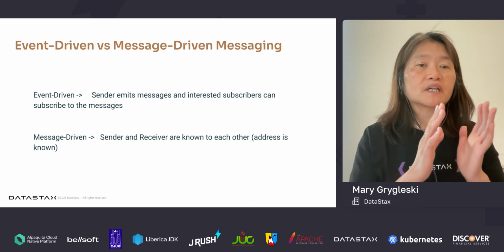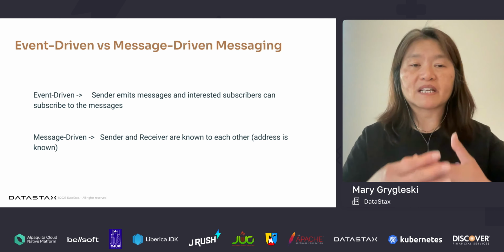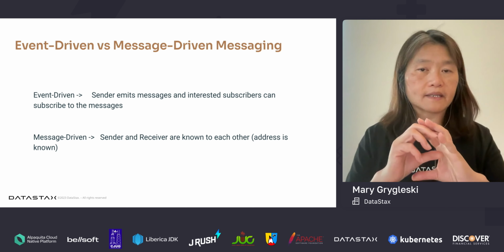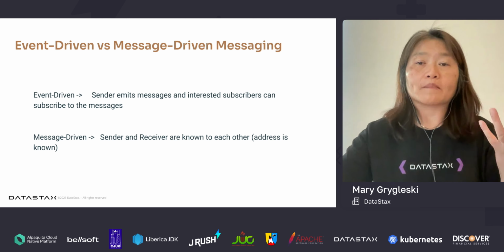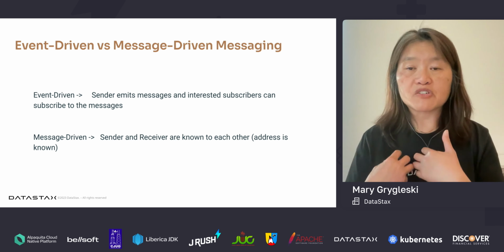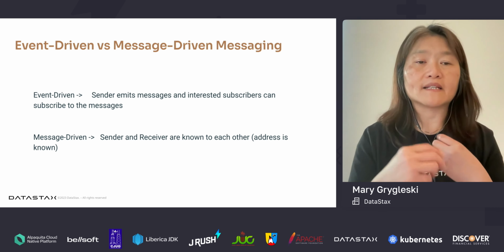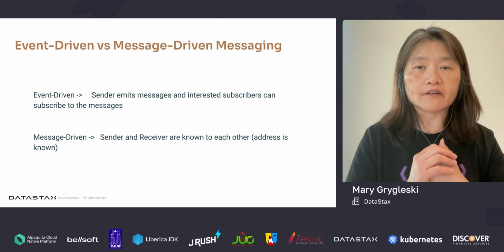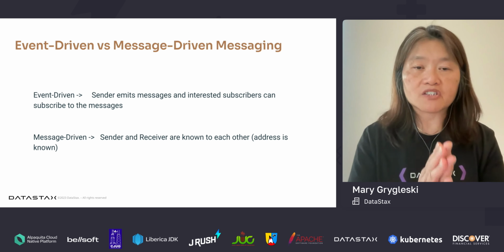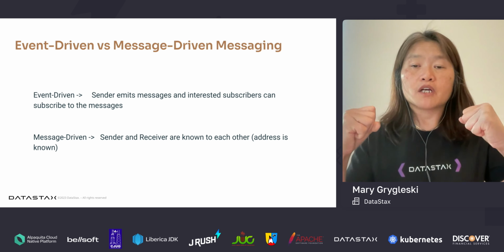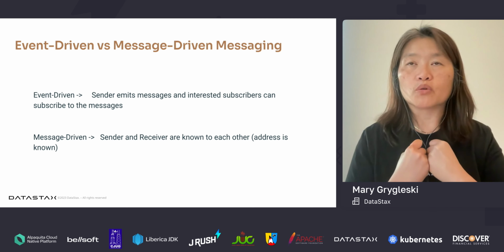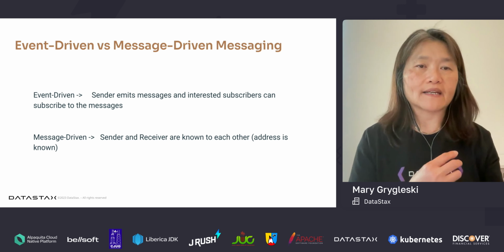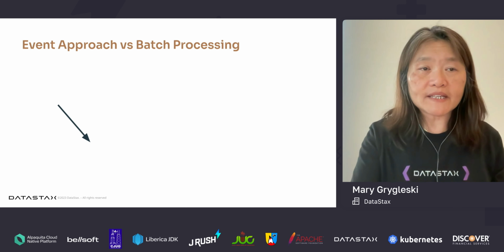And then, of course, there's also event-driven versus message-driven messaging. Event-driven essentially deals with the sender emitting the messages, and I don't worry about the address of who I'm sending to. The subscribers who are interested in the messages subscribe to a topic, and when the messages arrive at the topic, they receive them. So that's the event-driven way of describing messaging. And then there's message-driven, in which the sender and receiver have to know each other. In other words, the address has to be known too. So those are the two differences, but they are both highly decoupled ways of passing data from one point to the other.